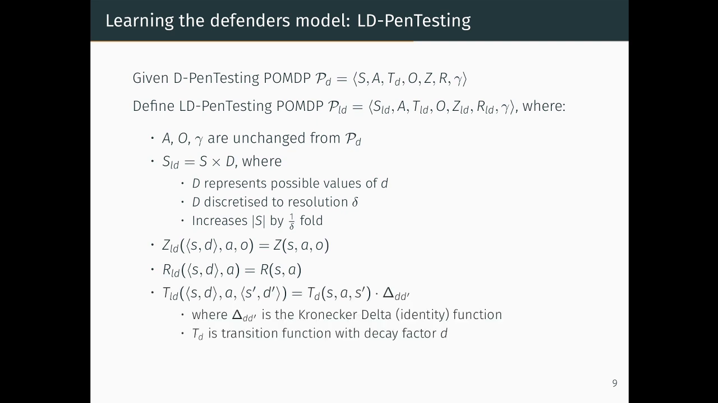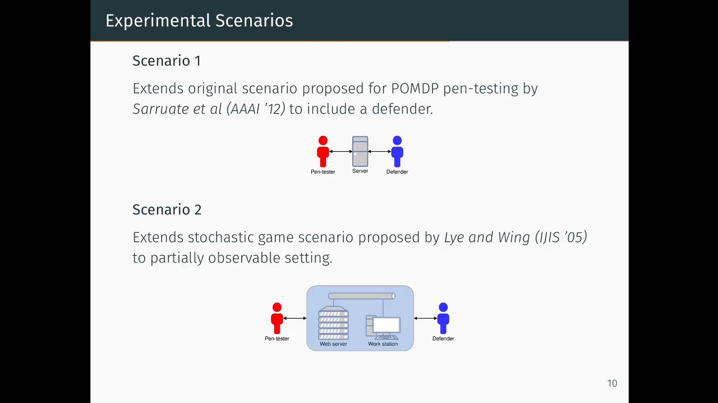And lastly, the transition function is equal to the transition function of the D-pen testing model with a matching value of the decay factor D. The capital delta here denotes the Kronecker delta identity function, which is 1 when D is equal to D prime, otherwise 0. Having now defined our two proposed models, we now move on to our experimental analysis.